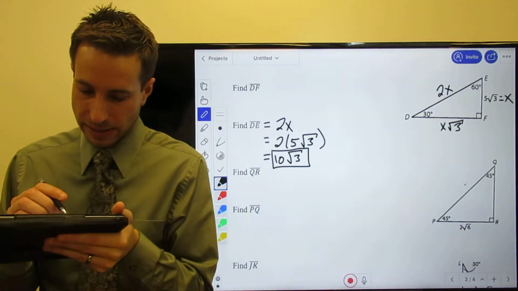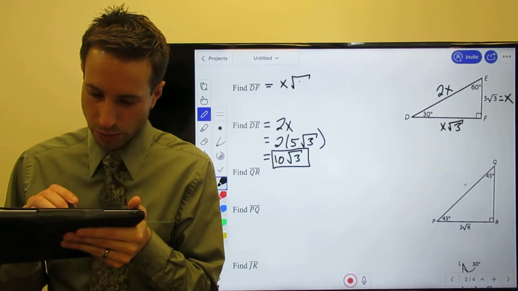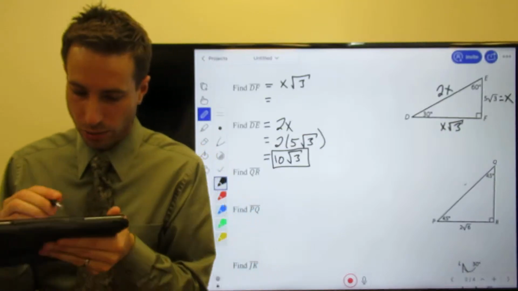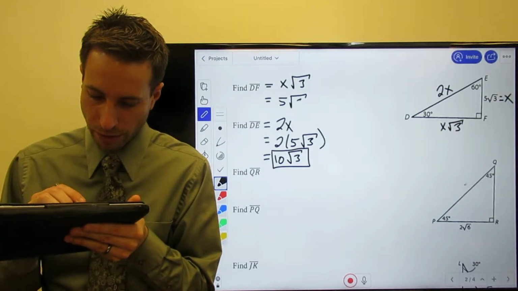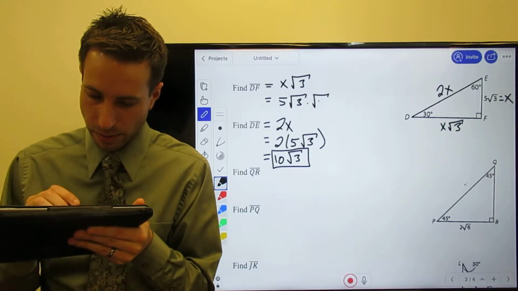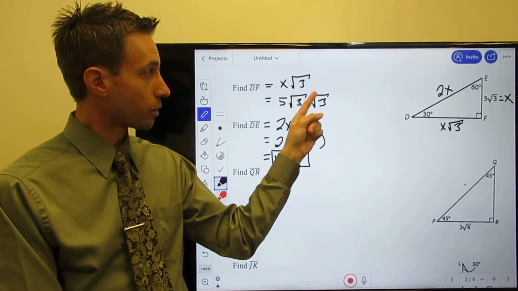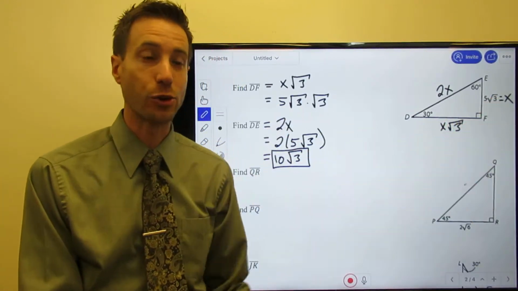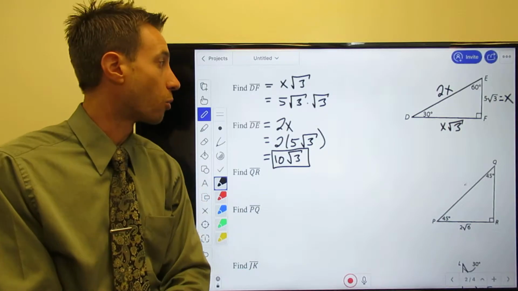There's DF. DF is equal to x square root of 3. But I already know what x is. X is 5 square roots of 3. So 5 square roots of 3 times square root of 3, right? Look, this square root of 3 is this guy. Where did this guy come from? Well, that was the value of x. So 5 square roots of 3, that's x. And then the square root of 3 that was already there.